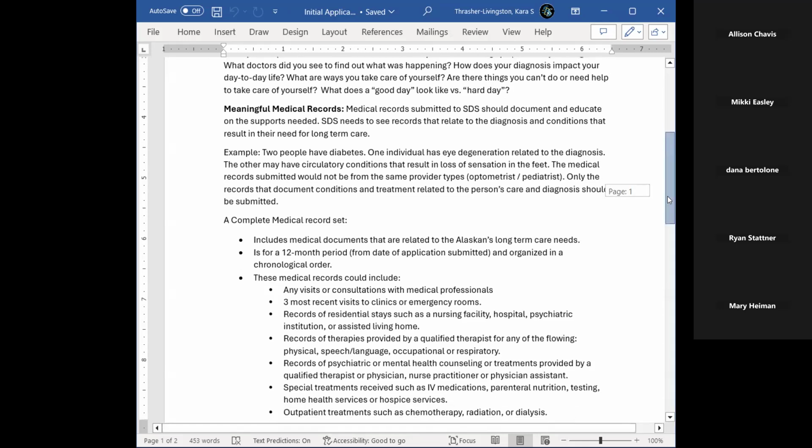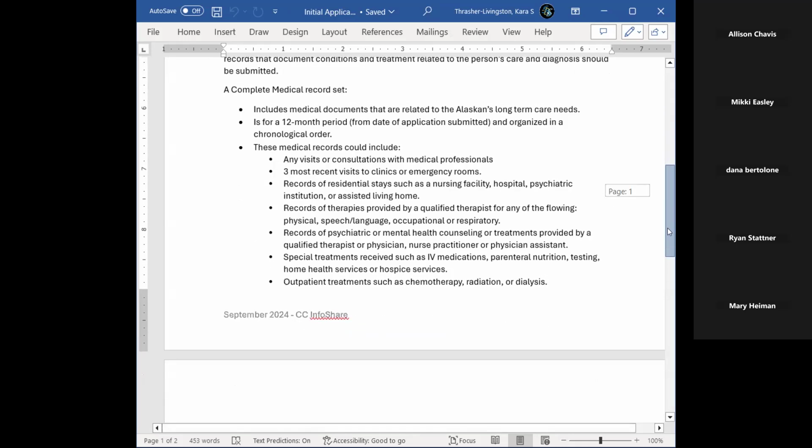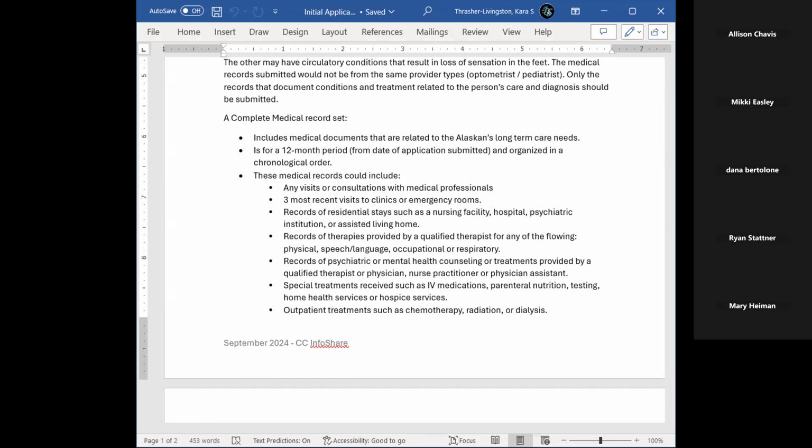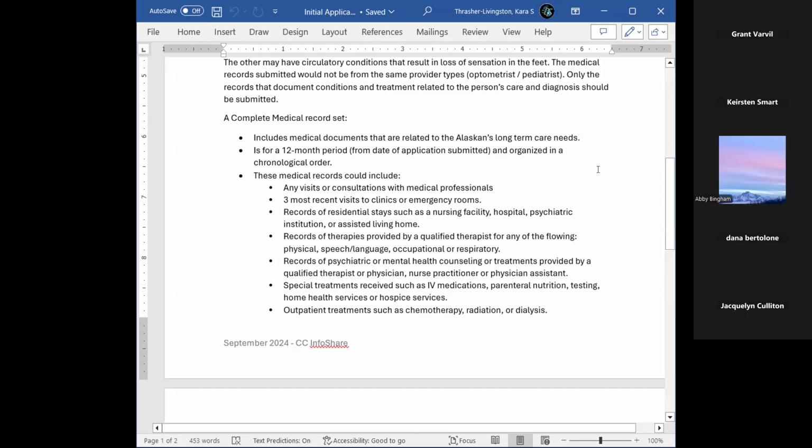A complete medical record set. Let me see if I have any more down here. Okay, the complete medical record set. I think probably before I start looking at that, I want to ask if there are any questions or comments so far. Anything to ask or say so far? Go ahead and unmute yourself and just let us know your question. If no questions, that's okay too.